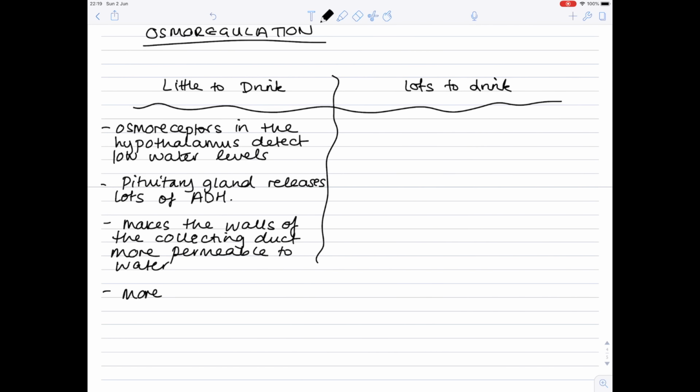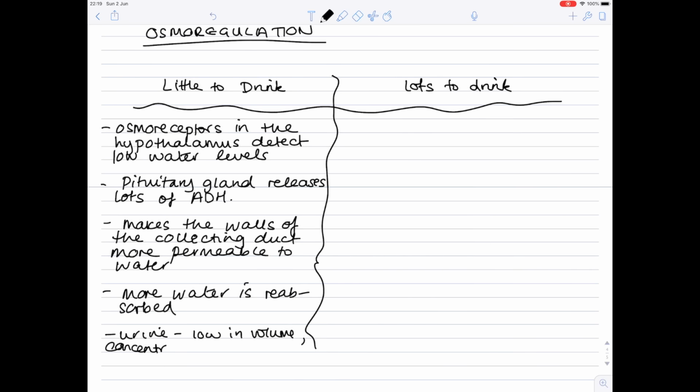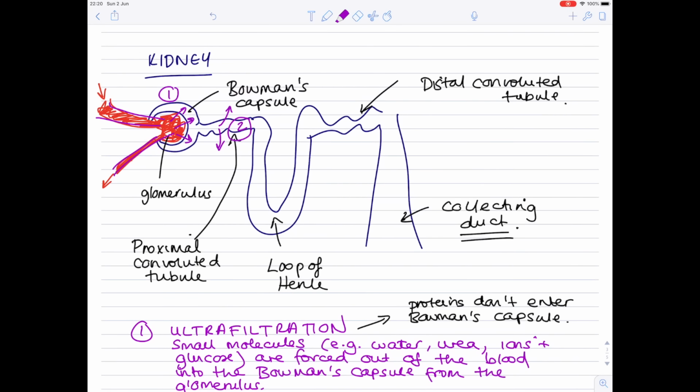So more water is reabsorbed, meaning that less can make it to the bladder. So resulting urine is low in volume, concentrated, yellow in colour. And if we zoom in on this bit, it makes the walls of the collecting duct more permeable to water. Let's just have a look up here.